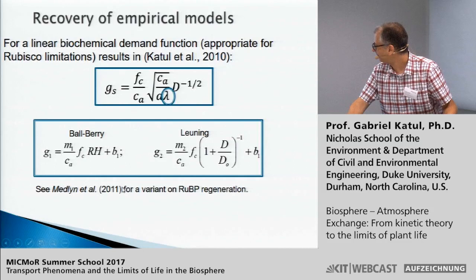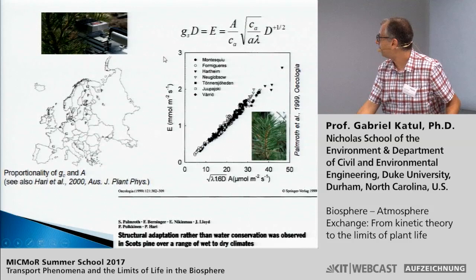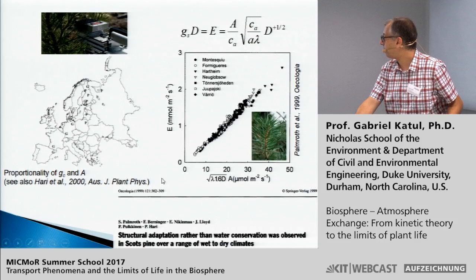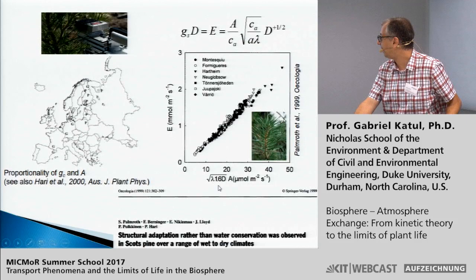Now, is there support for this? Sari Palmroth did a very nice experiment on Scots pine. She actually did leaf gas exchange measurements across the climatic gradient going from Finland all the way down to Southern Europe. And she assembled a wealth of data sets on transpiration rates, vapor pressure deficit, and photosynthesis. And when she plotted transpiration rate on the y-axis against square root of vapor pressure deficit multiplied by 1.6 multiplied by this constant, lambda, and against photosynthesis, the data sets seem to have collapsed all on the same line, despite the fact that they have varied quite a bit in terms of climatic gradient.